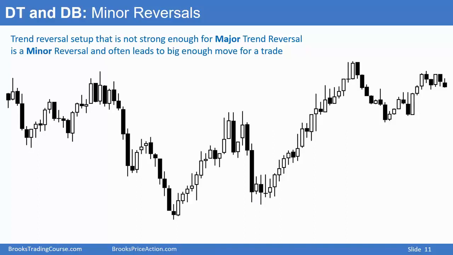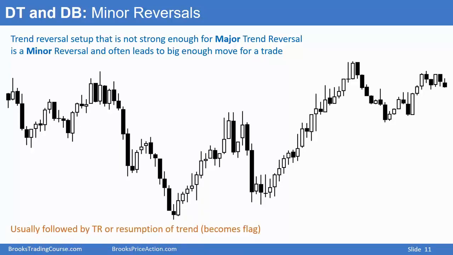Anytime there's a trend reversal and it does not look particularly strong, not enough bars, it's probably a minor reversal and not a major reversal. However, minor reversals can often lead to big moves, at least big enough for a scalp, and often big enough for a swing trade. Sometimes a minor reversal becomes a major reversal.